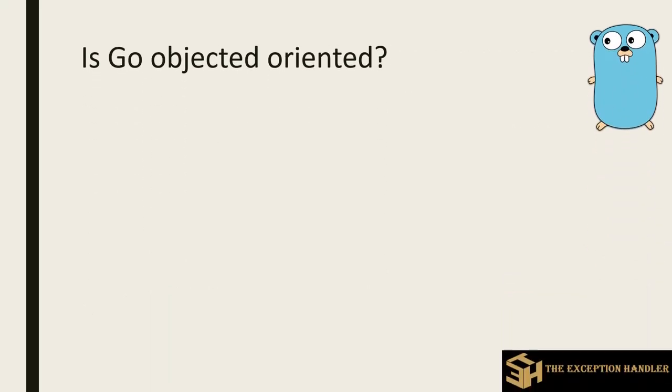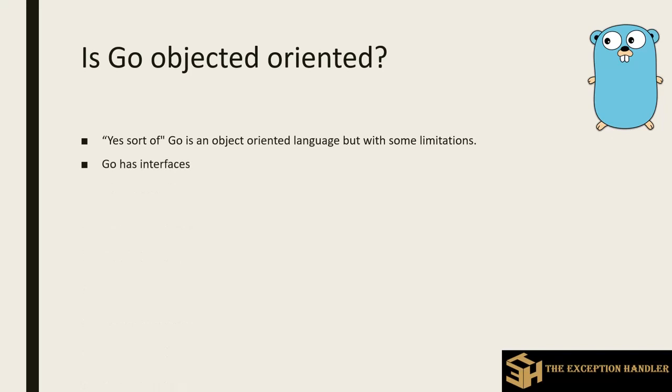Next very important thing that you need to understand is: is Go an object-oriented language or not? Yes, sort of. Go is an object-oriented language but with some limitations, where Go implements interface that is there in object-oriented concepts. Interface is nothing but a contract that has to be implemented by the implementing class or data structure that is supposed to implement the interface.